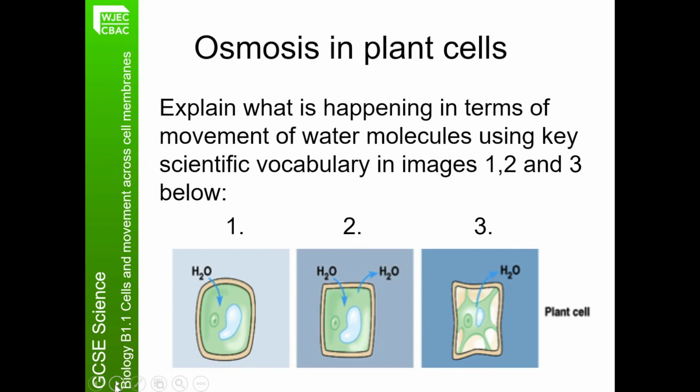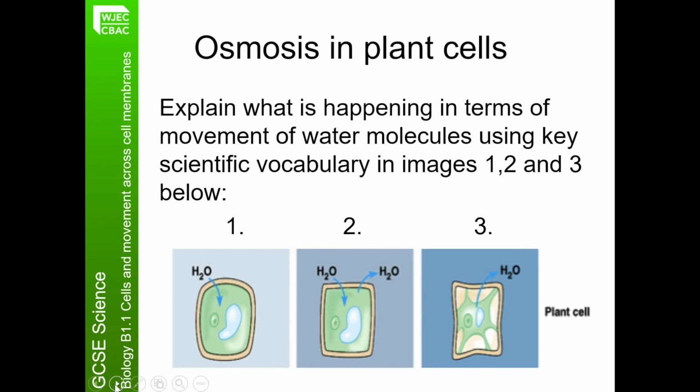And I will go over those now with you. So picture number 2. Number 2 is our isotonic solution. So there's no net gain of water. H2O is our chemical formula for water. There's no net gain or no net loss of water in this plant cell.